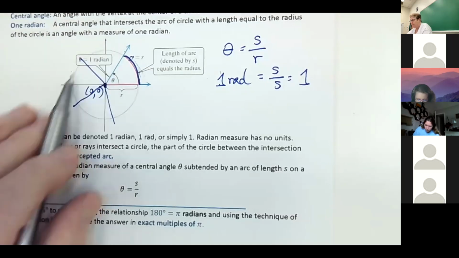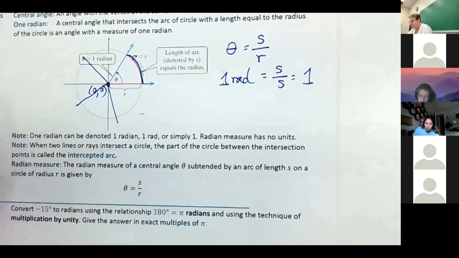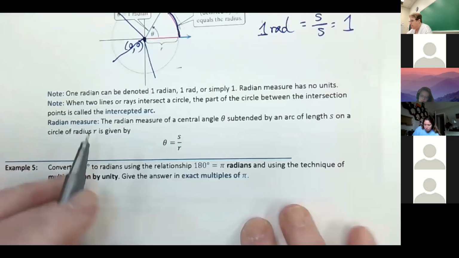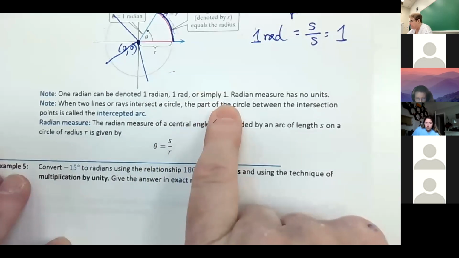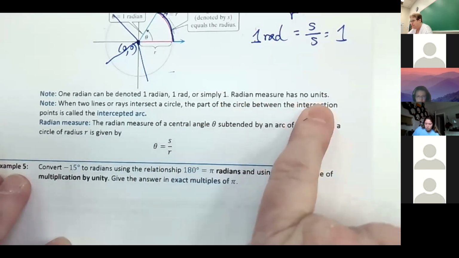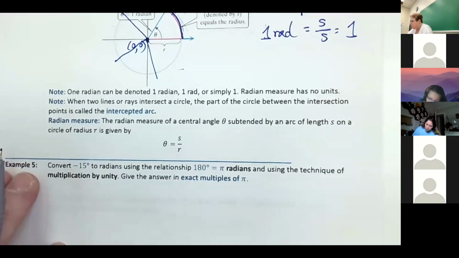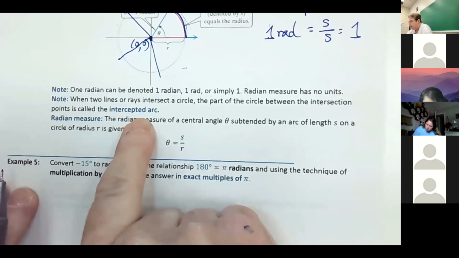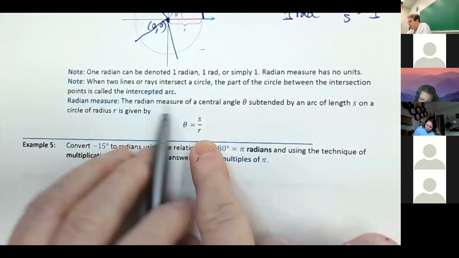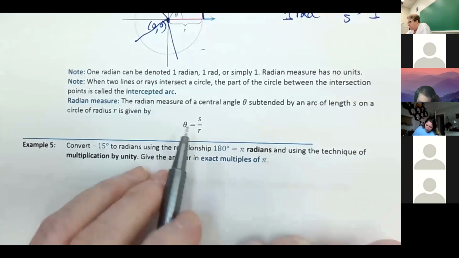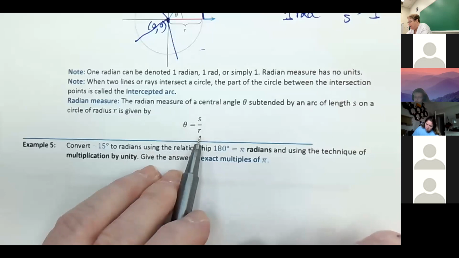So there are about 6 radians in a circle, but not exactly, because pi comes in. 1 radian is denoted 1 radian or 1 rad or just 1, because radian measure has no units. When 2 lines intersect a circle, the part of the circle between the intersection points is the intercepted arc. And again, if you're using radian measure for the angle, then theta is equal to S, the arc length, divided by R, the radius.